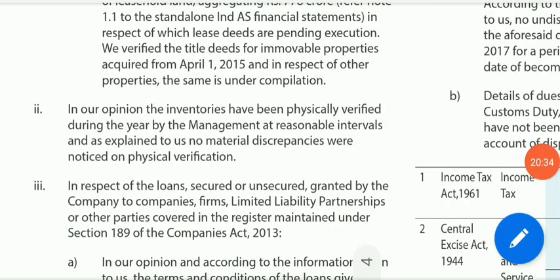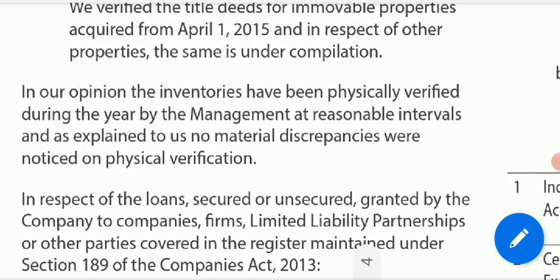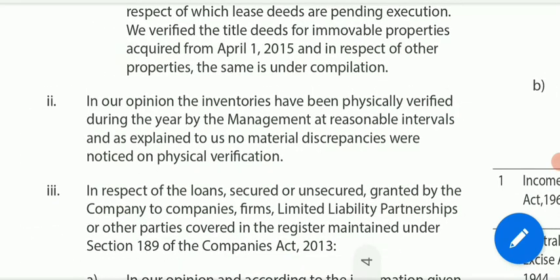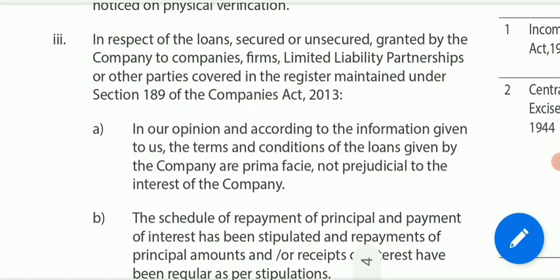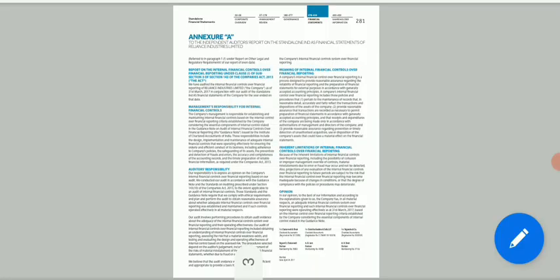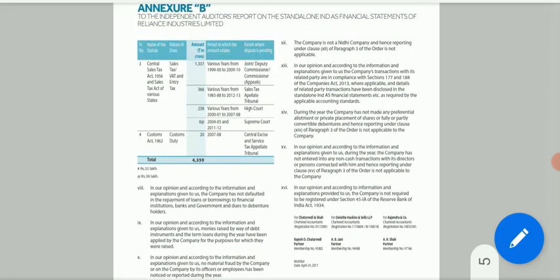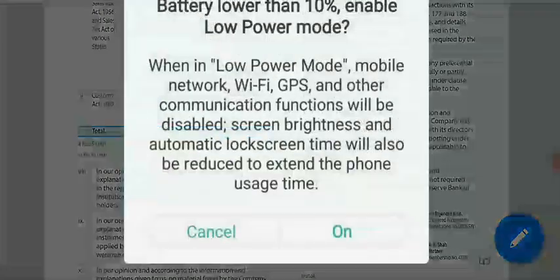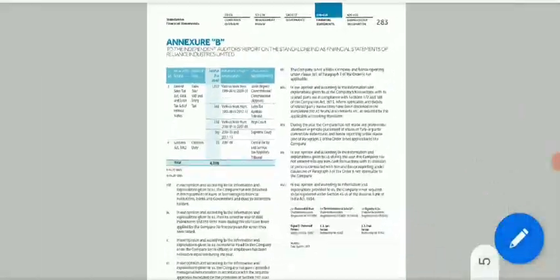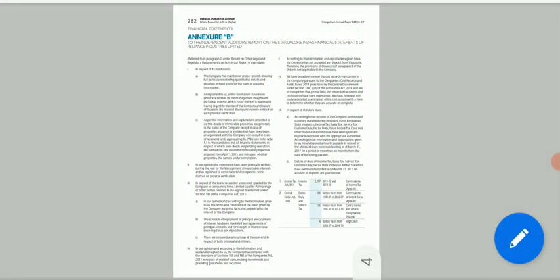See, this is how they are mentioning it. For inventory they are saying that in our opinion the inventories have been physically verified during the year by the management at reasonable intervals, and as explained to us, no material discrepancies were noticed on physical verification. Now we are discussing loans and advances. Where has it gone? Yeah, this one.